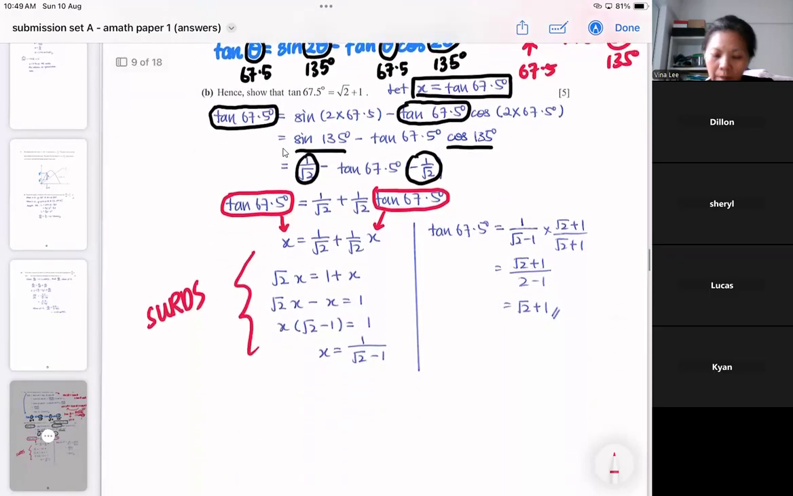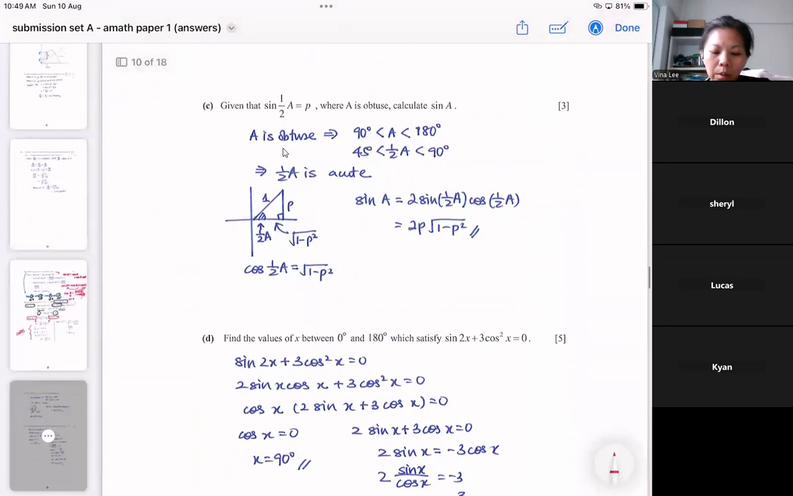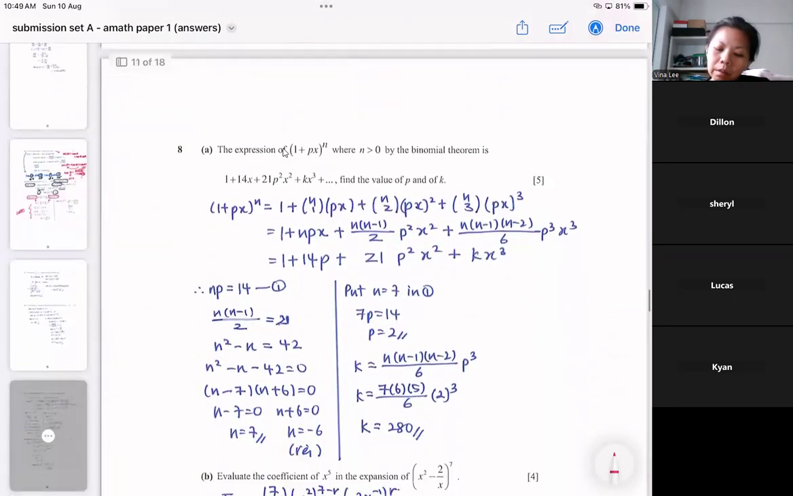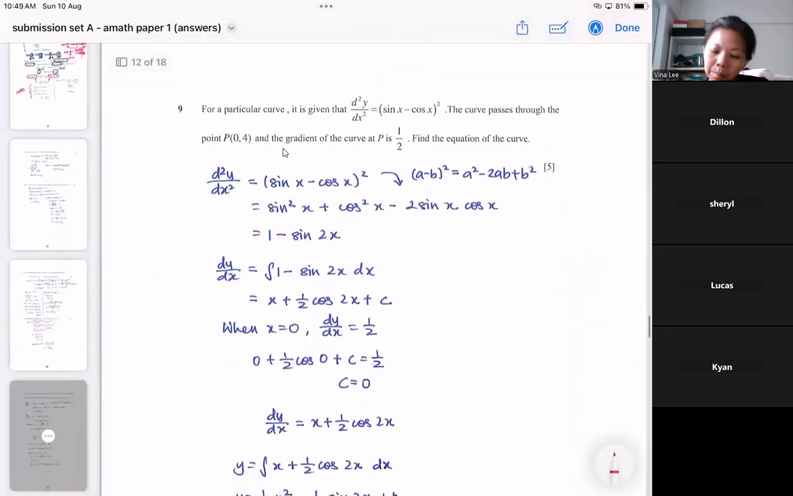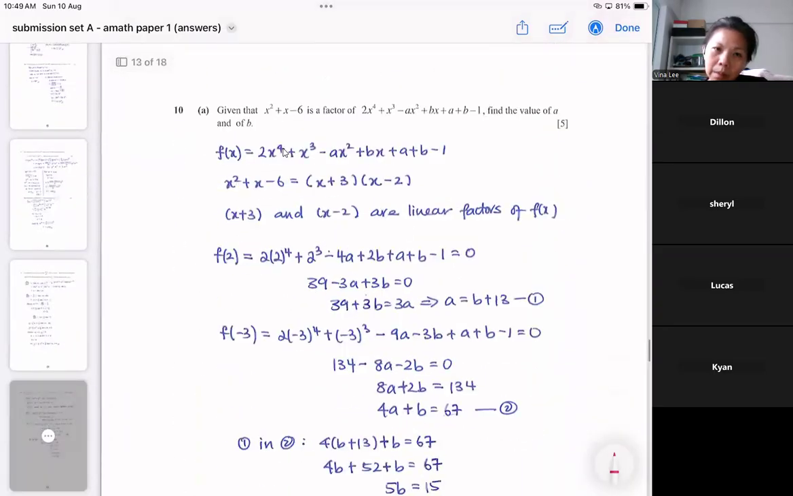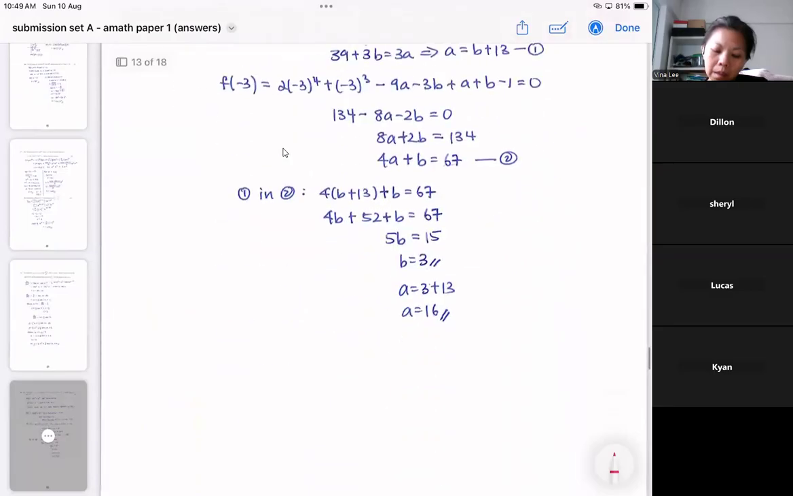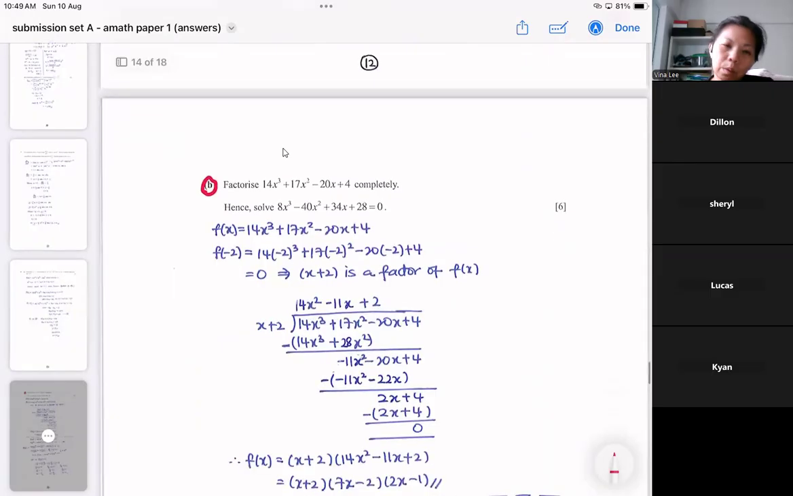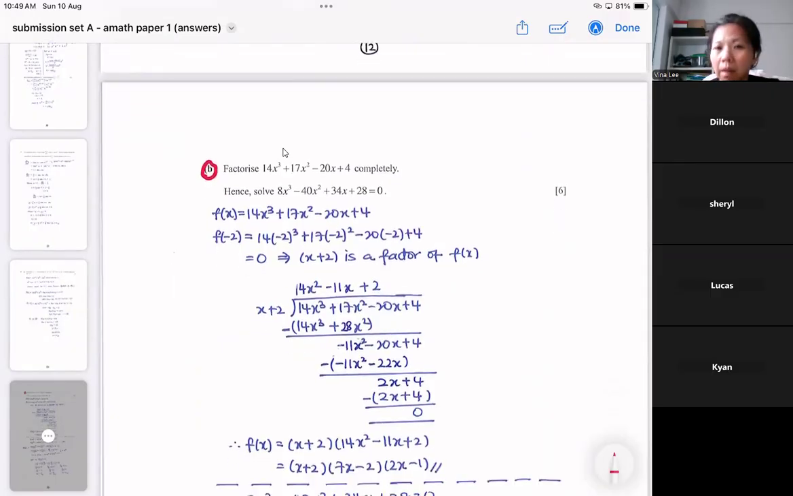Okay, the next one I would like to go through will be question 10. I'm going to go through the last part, so please listen up. I think most of you made mistakes in 10B. All of you are able to factorize, but you cannot do the hence part.